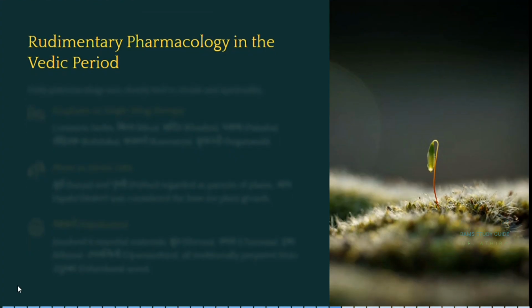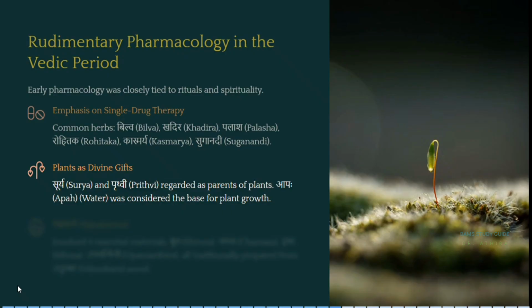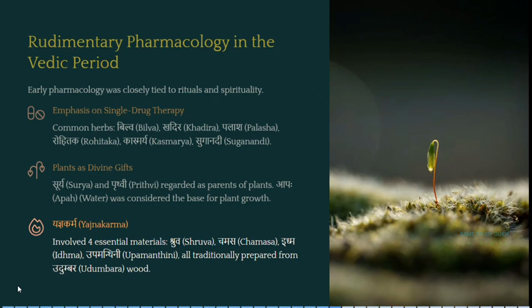Rudimentary pharmacology in the Vedic period was closely connected with rituals and spirituality. There was a strong emphasis on single drug therapy using herbs like Bilva, Khadira, Palasha, Rohitaka, Kashmirya, and Sugandhi. Plants were considered divine gifts, with Surya and Prithvi seen as their parents and Apaha, or water, as the base for their growth. Practices like Yajna Karma also played a role, involving specific materials traditionally prepared from Udumbara wood.